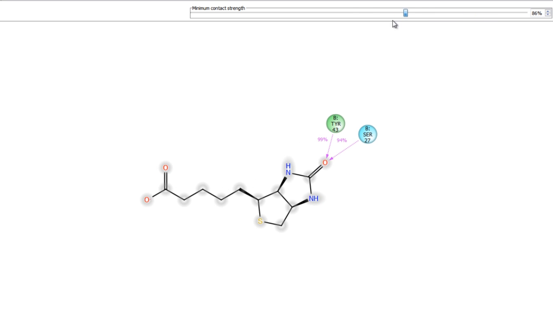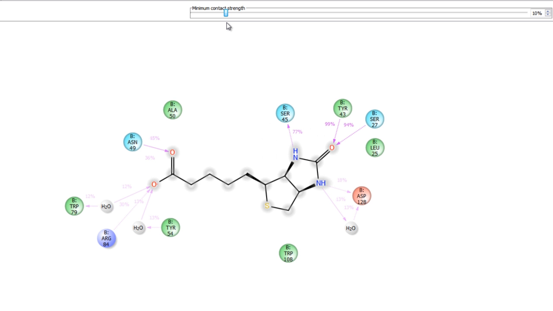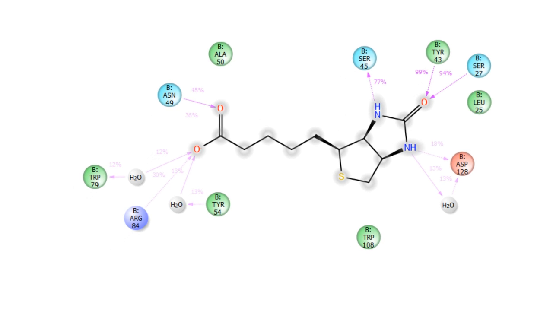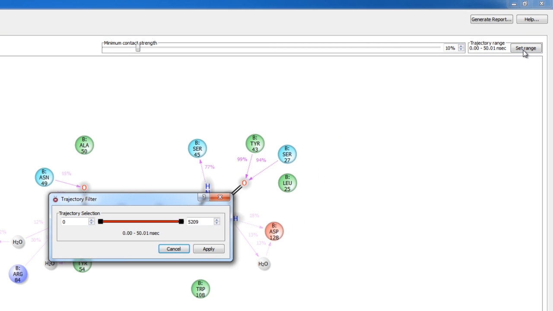As we lower the contact strength, we start to notice more interactions. So here, we now see the residues that make contacts with the ligand at least 50% of the time. And moving it even lower, we can see cases where waters momentarily start to bridge interactions. Just like in the protein ligand context tab, you may want to restrict the analysis to a specific trajectory range.